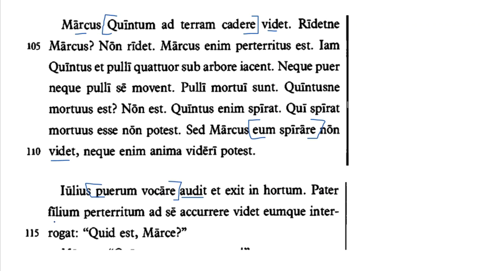And then pater filium perteritum ad se accurrere videt. He sees, notice again, verb of perception. He sees the filium perteritum ad se accurrere. This one's a little bit more involved, but note that here filium perteritum is your accusative subject. Accurrere is your main verb. So he sees the terrified son run ad se, to himself.